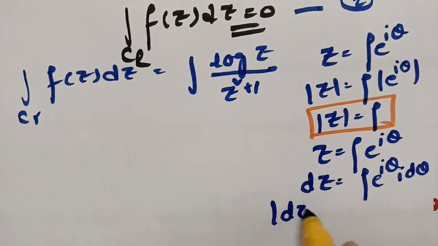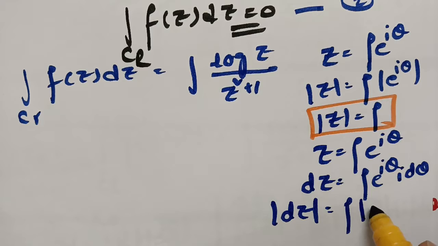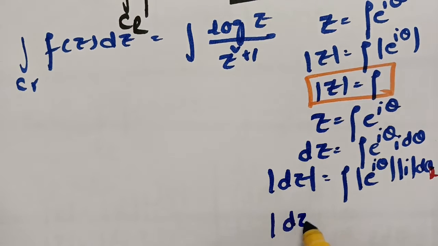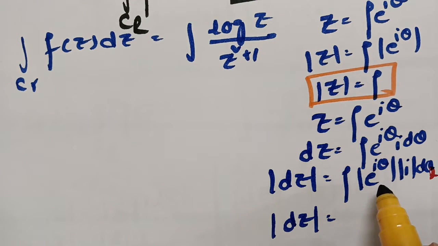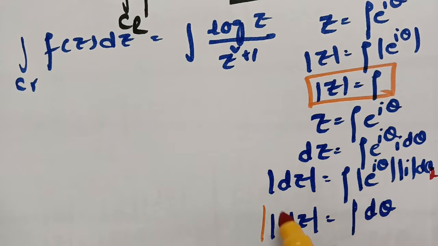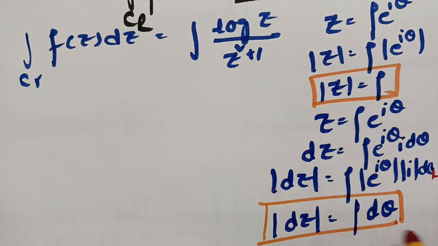If I apply modulus here, this will be rho, mod e power i theta, mod i, and d theta remains. So mod dz is modulus of cos theta plus i sin theta, which equals root over cos squared theta plus sin squared theta, which is 1, and this is also 1. So what remains? Rho into d theta remains. So mod dz is equal to rho d theta.